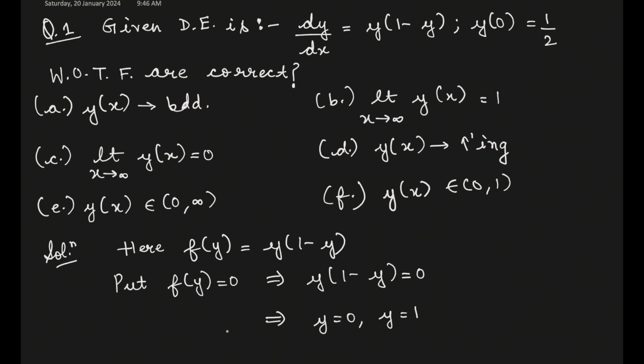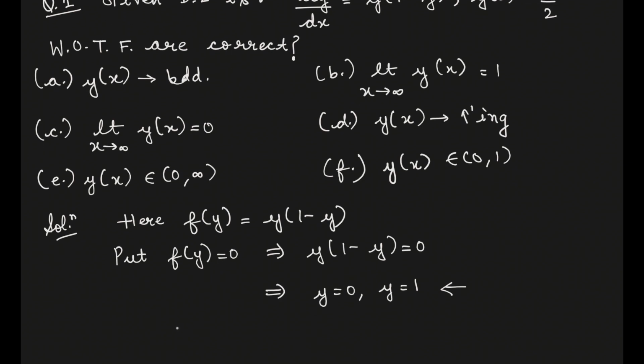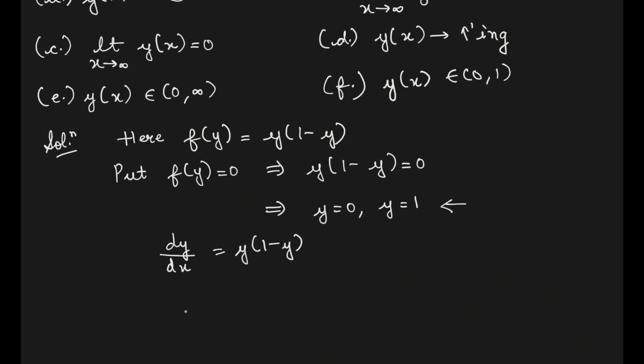Now, I can't say from seeing these equilibrium solutions that option B or C are correct, because till now I have not told you what a directional field is. So I will go with the methods which I have taught in the previous classes. dy by dx is equal to y(1 minus y). I will find its solution first, separating the variables.